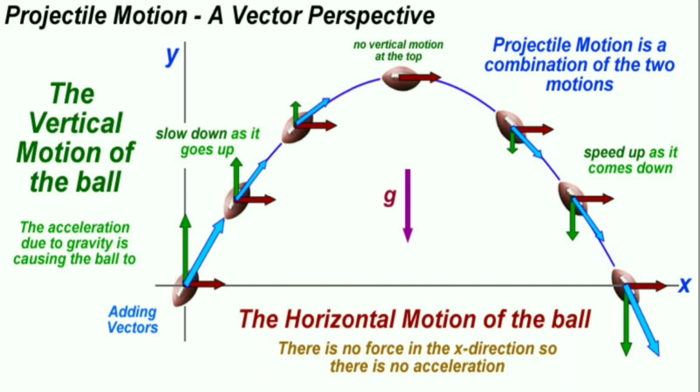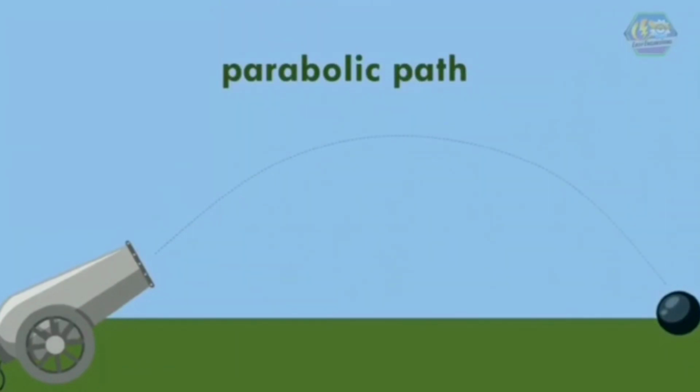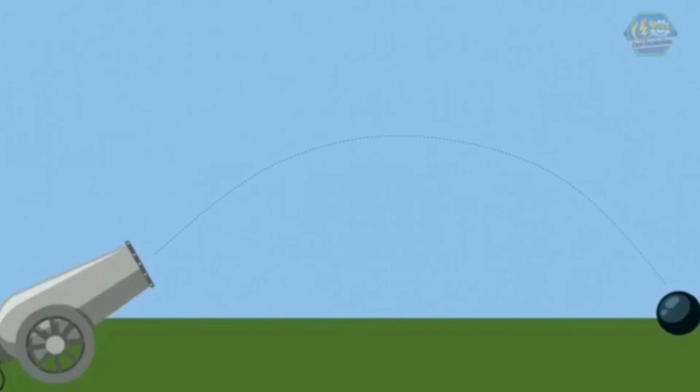One of the most important things illustrated by projectile motion is that vertical and horizontal motions are independent of each other. Suppose you are firing a cannon at some angle. The cannonball will follow a parabolic path during its flight before it reaches the ground. We will try to understand the movement of the cannonball.